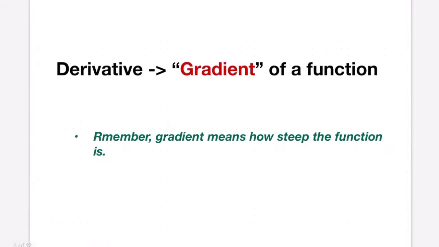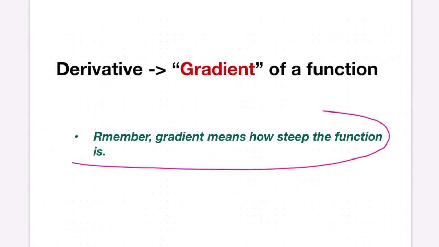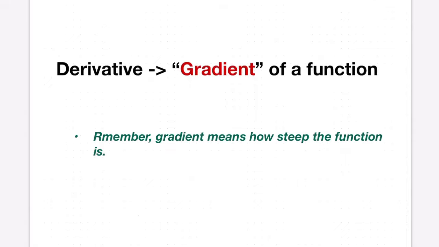A derivative is the gradient of a function. When we ask you to find the derivative of a function, we're actually asking you to find the gradient of that function. Remember, gradient means how steep a function is. It's the slope of a function.